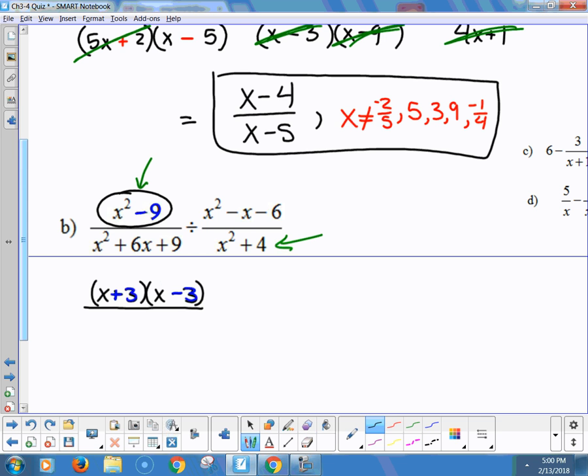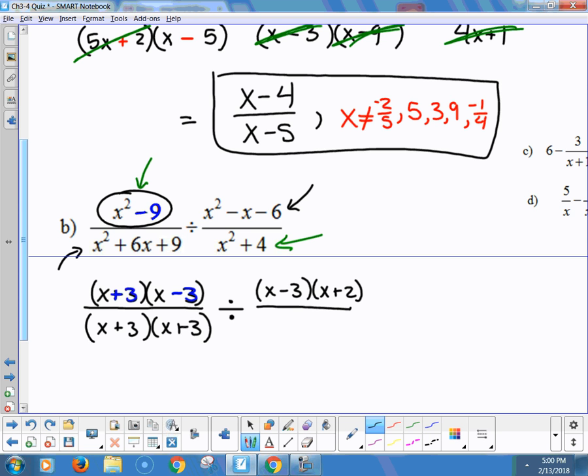All right, factoring the denominator of this first fraction. We have an x plus 3 and an x plus 3. We are dividing fractions. We'll think about dividing later. The top of the second fraction does factor to x minus 3 and x plus 2. The denominator, this thing right here, x squared plus 4, does not factor.